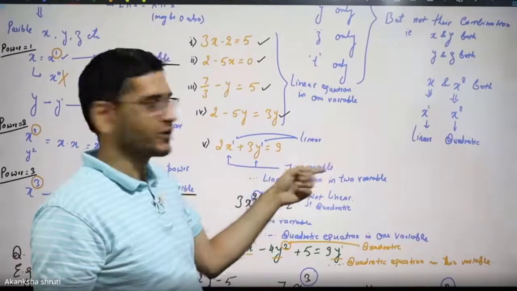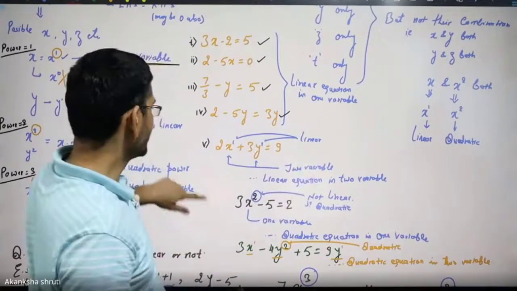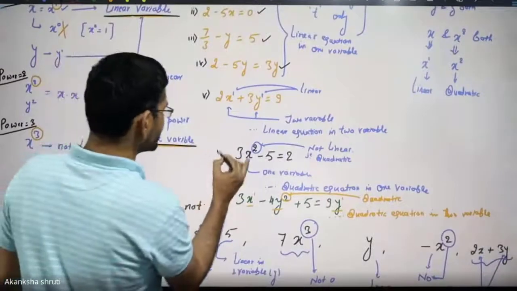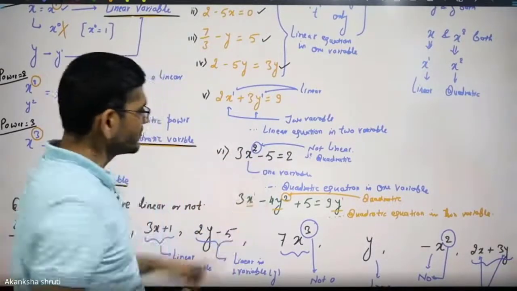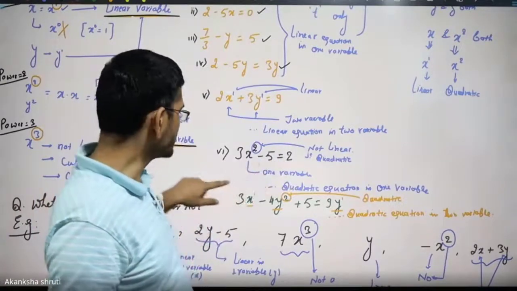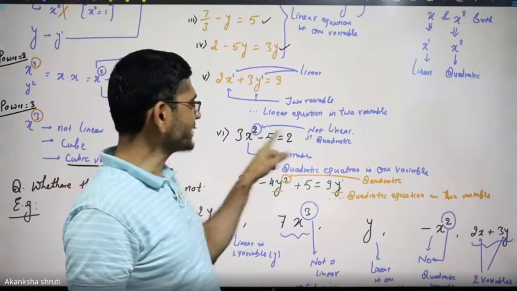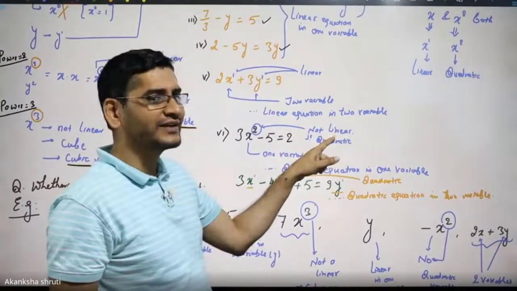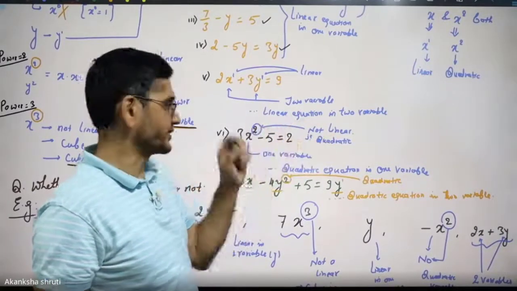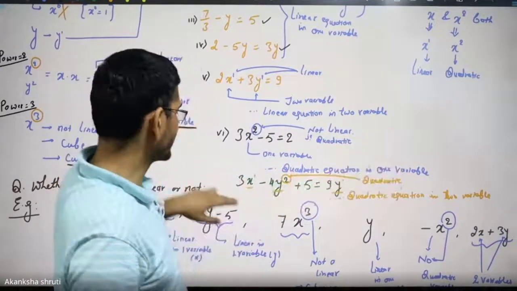It will be linear, as the highest power of this variable is 1. Therefore, it is called linear. Coming to the sixth example, we have written 3x square minus 5 is equal to 0. Here we observe the number of variables is 1, but the power of this variable is 2. So it is not linear. It becomes quadratic. So it is a quadratic equation in one variable.